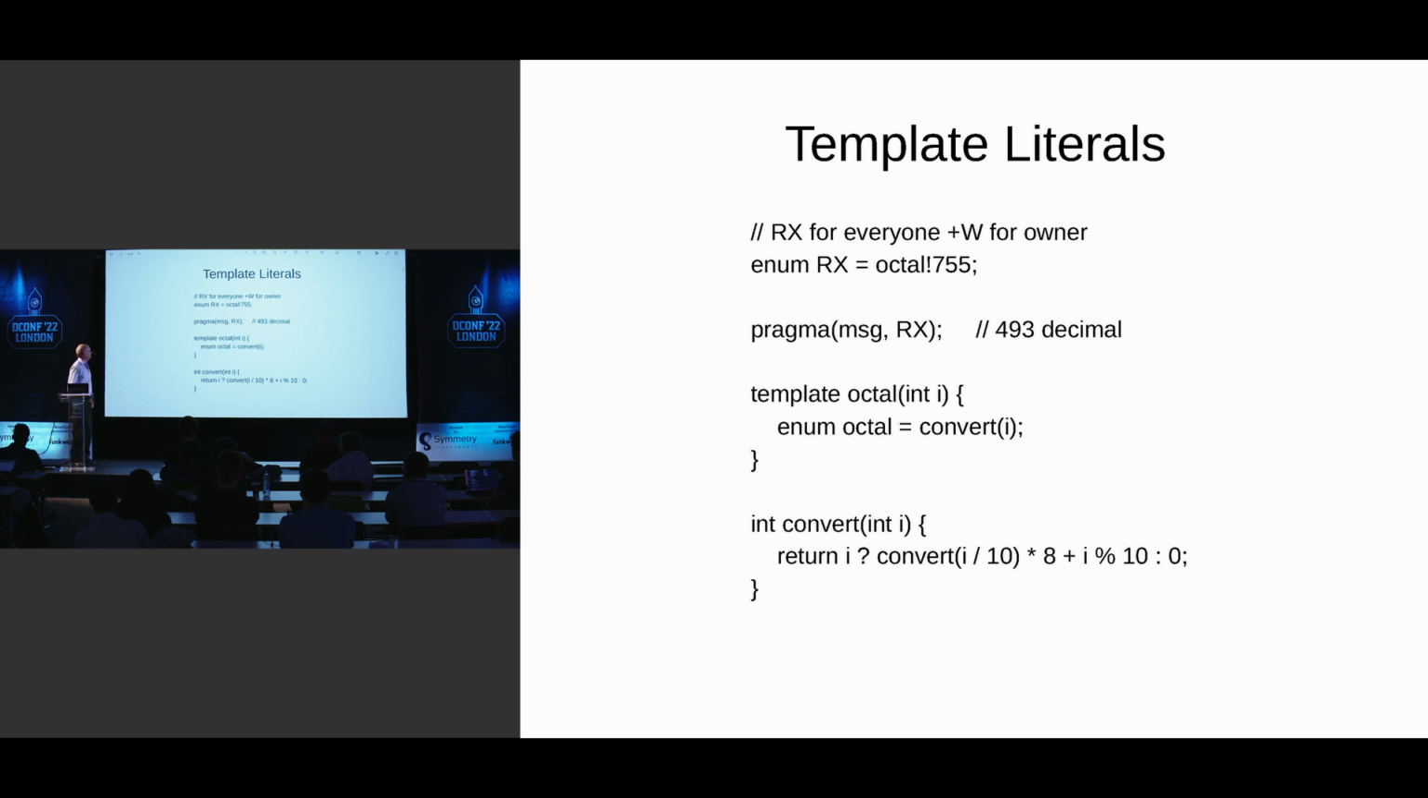So what is the magic to make that work? The magic is you do enum octal, so that's your template octal, and it converts 755 from decimal to octal through this recursive function.